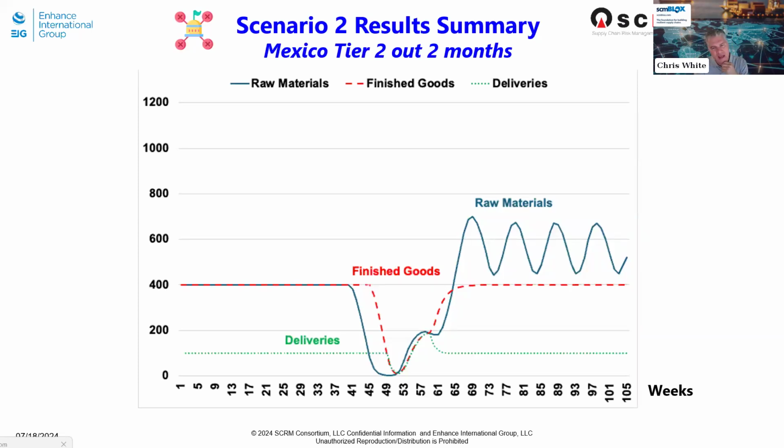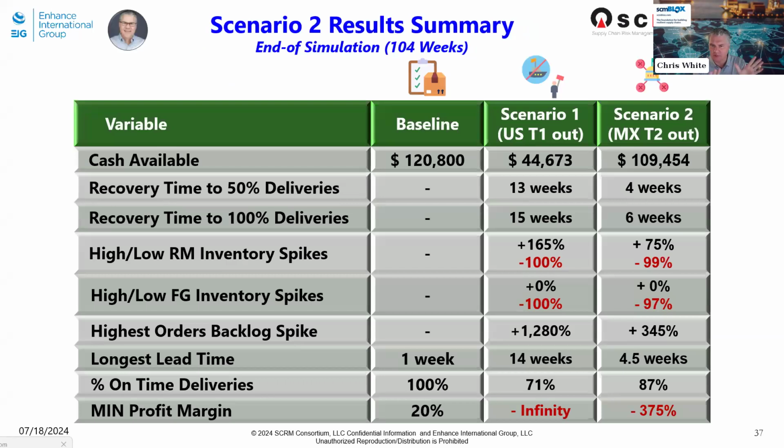So if we now come to the table, and I'm going to go through these quickly because you kind of have the setup, we'll see financially we're better than if our Tier 1 went out of business. Not went out of business, suffered for a couple of months. So we're in the end 109,000. It takes us 4 weeks to get back to the 50% level of deliveries. It takes us 6 weeks to get back to 100%. And now our spikes are a little bit less. So we only go up 75% in raw material and negative 99%. So we almost bottom out, but we don't quite.